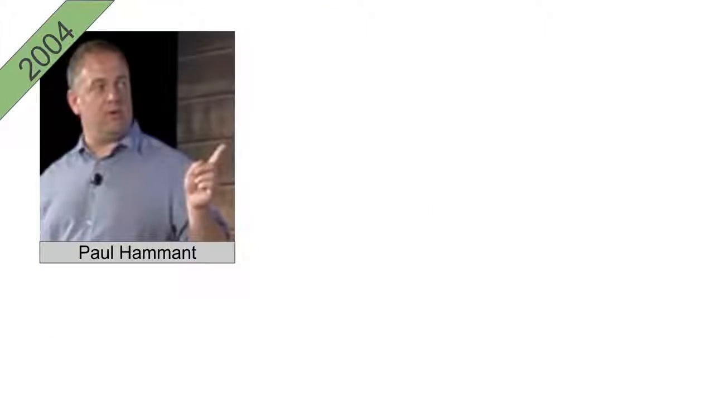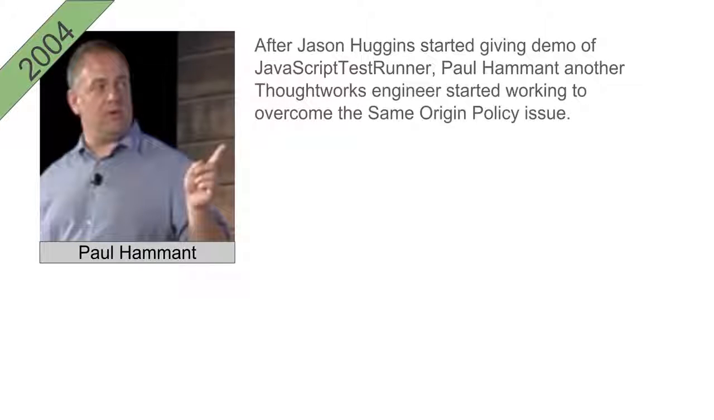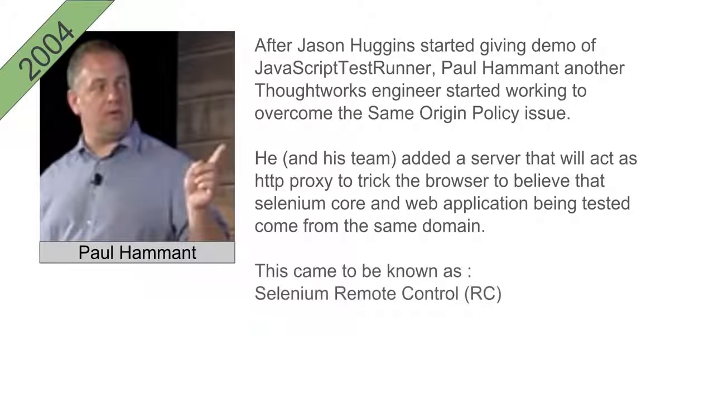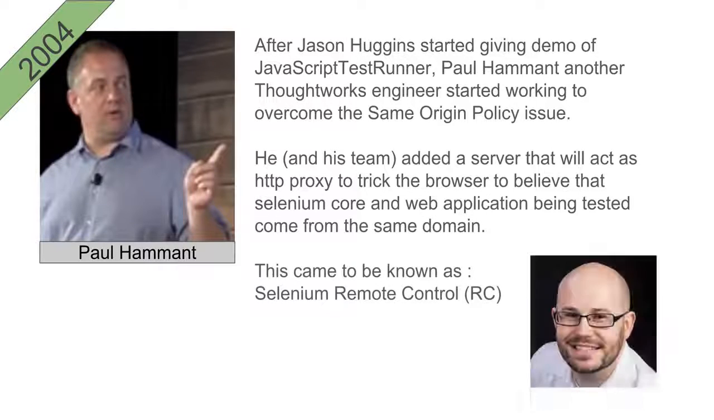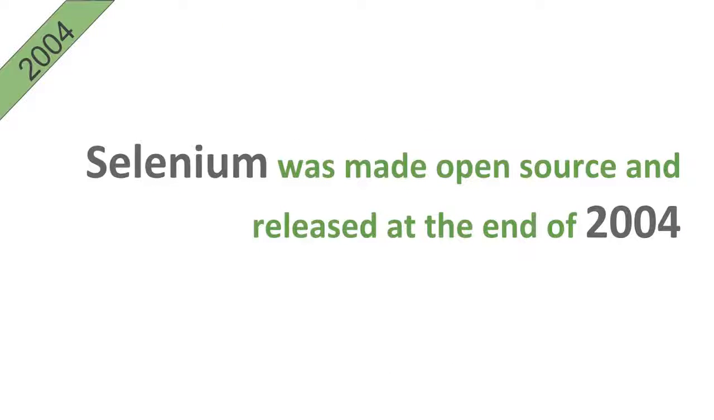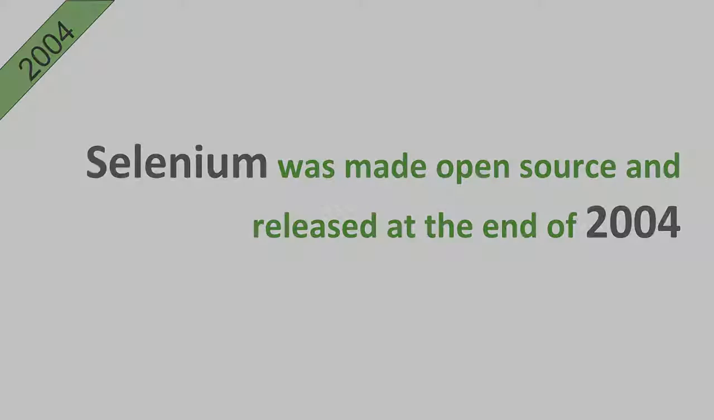To overcome this policy issue, Paul Hammond started working on a server and he created it so that it can act as an HTTP proxy to trick the browser into believing that Selenium Core and the web application being tested come from the same domain, and he called it Selenium Remote Control. Also, Patrick Lightbody was majorly involved in this project and he made Selenium RC stable for large-scale deployments. In 2004, Selenium was made open source.